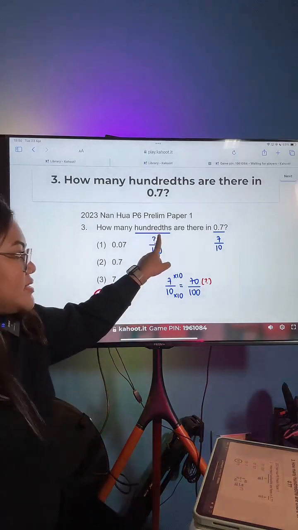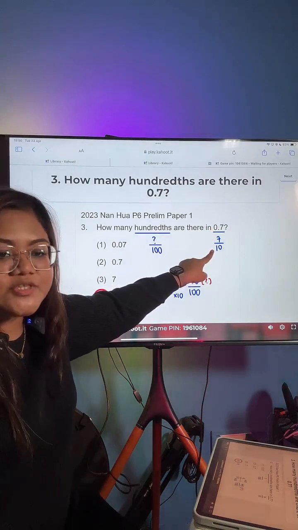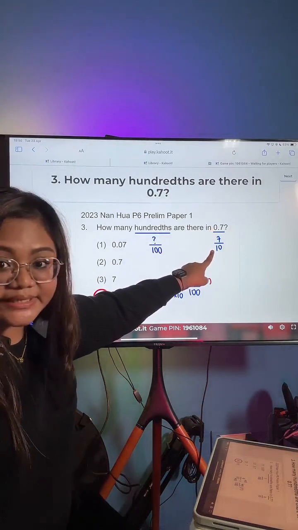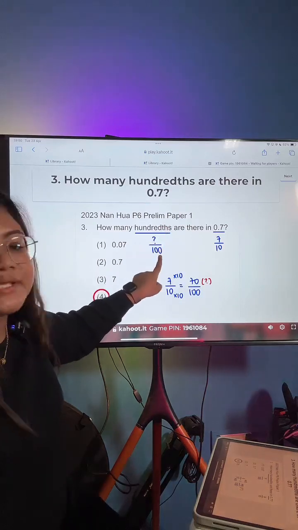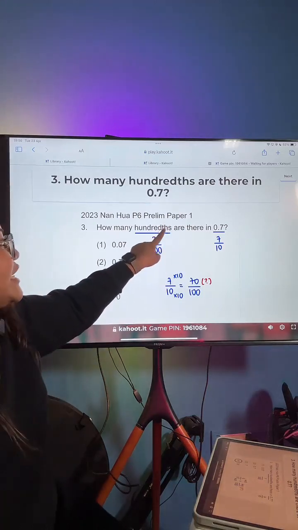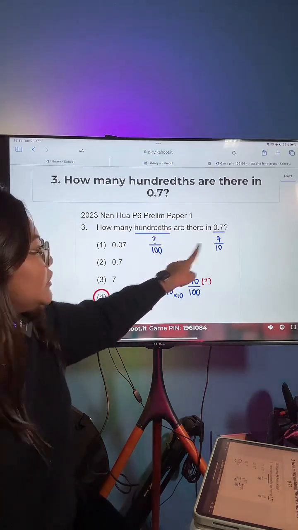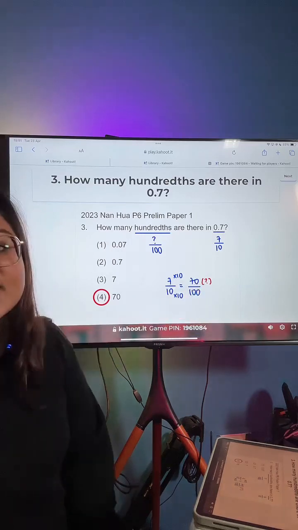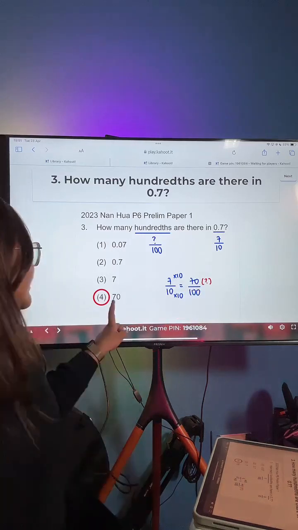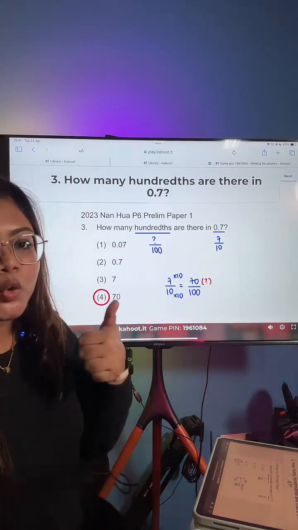So, if I want hundredths in 0.7, step 1, convert to a fraction. 0.7 is 7 out of 10. From 7 out of 10, hundredths means my denominator must be 100. With the THS, I'm looking at a denominator out of 100. So 7 out of 10 changed into 100, my numerator will be 70. So there are 70 hundredths in 0.7. Okay?